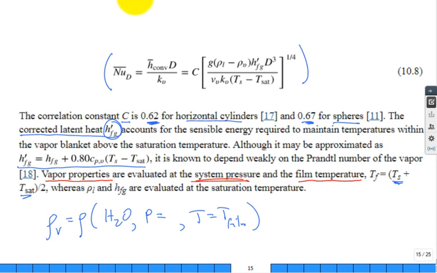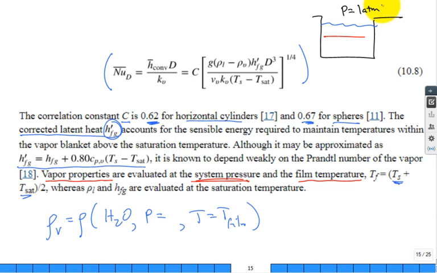So thinking of Nukiyama's experiment, maybe I have some surface in here that's film boiling going on. It's in some pool of fluid. So I have film boiling that's in a pool of fluid. And unless I have it in a pressurized container, that system pressure is going to be 1 atm.